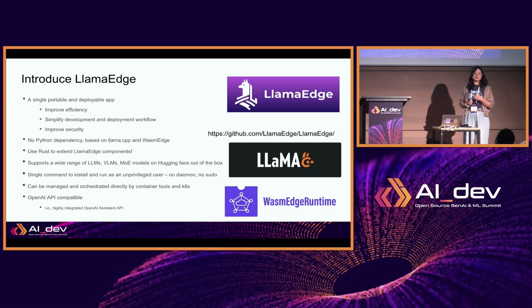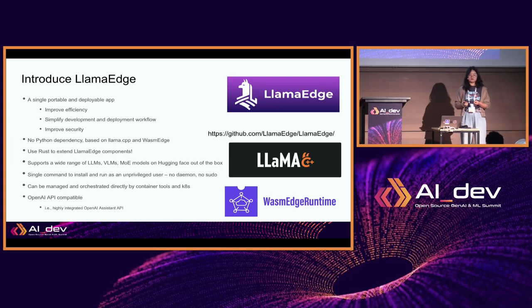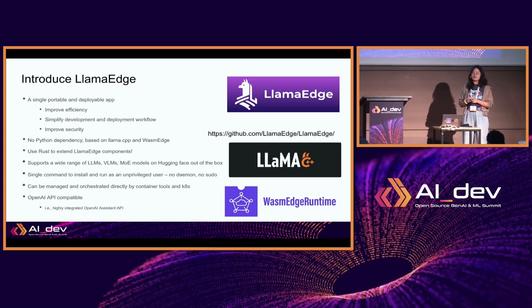And since we only have one single Wasm application, using Wasm you can simplify your development and deployment workflow. You can develop your application on your MacBook or Windows, and then deploy it on all kinds of platforms. And since we only have one Wasm file, the software supply chain is very short. We don't have any other dependencies, so it's more secure.